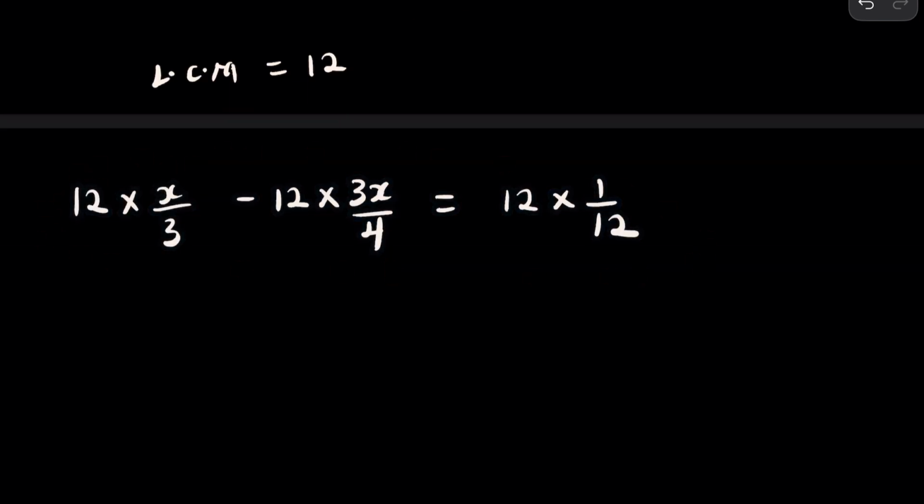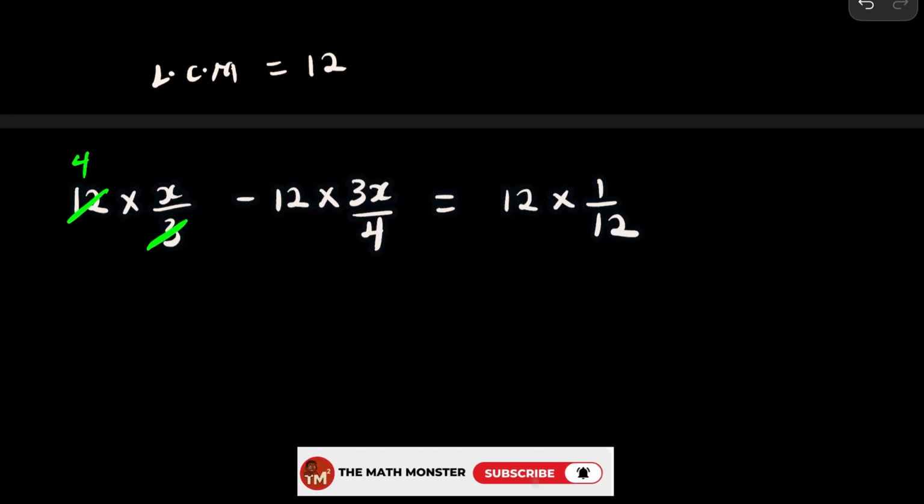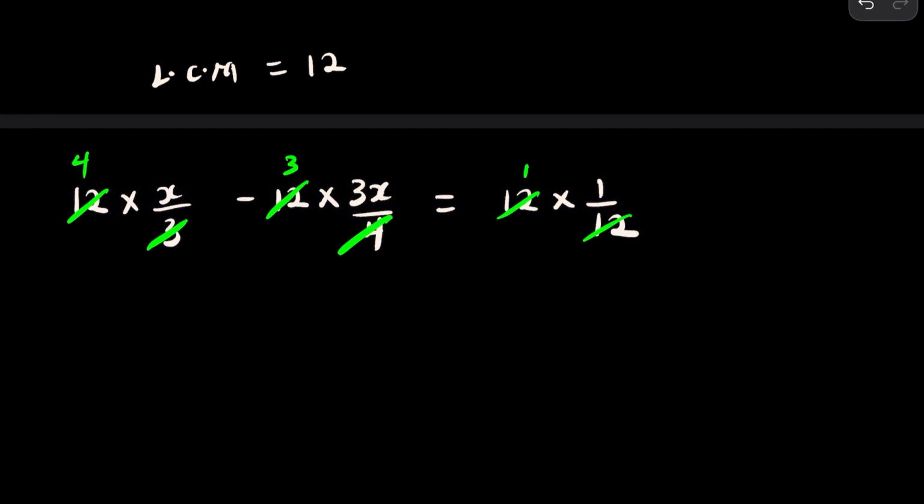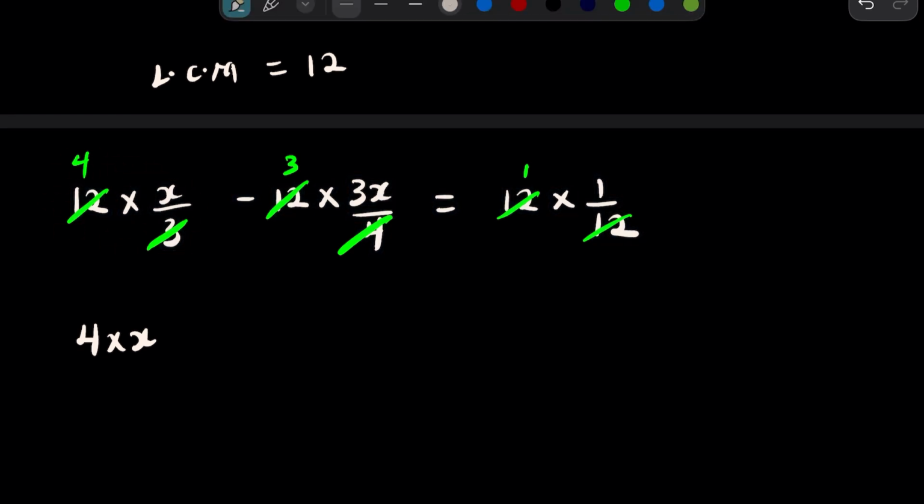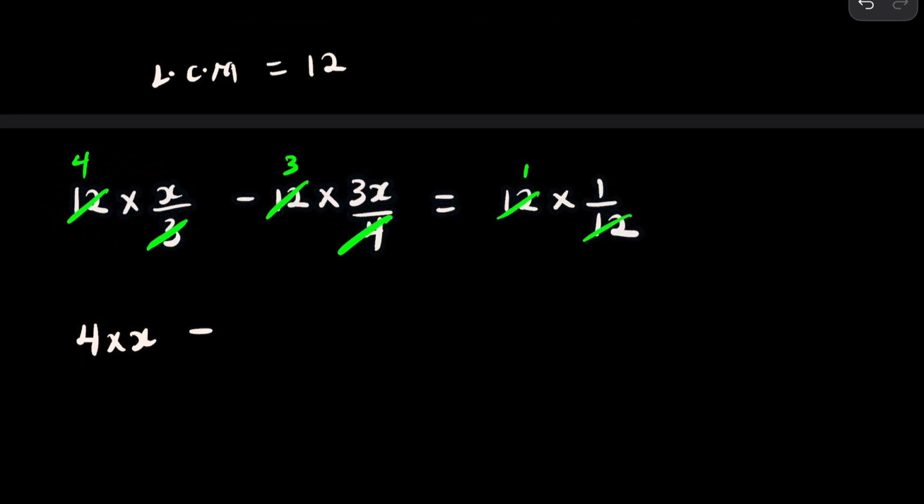Let's simplify this expression. 3 will go into 12, 4, right? So this will cancel that. So you're going to have here to be 4. And 4 will go into 12 3 times. Also, 12 will go into 12 1, right? Thus, we have 4 times x. That's for this one here. Then minus, also for this, we have 3 times 3x, right? So we have 3 multiplying 3x is equal to 1 times 1.